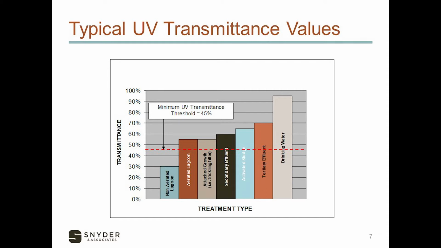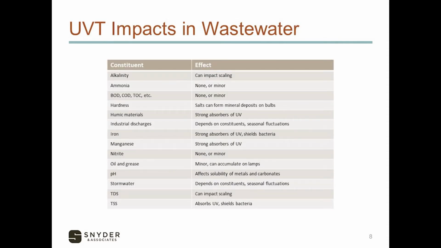A number of people probably have activated sludge, and UV works very well with activated sludge, and you can see why using this graph. Usually that's around 65, maybe even 70%. So UV is particularly well suited for that. What affects our UV transmittance? Well, BOD, COD, TOC really doesn't have much of an effect at all. And I wouldn't say we can ignore it, but it's pretty not substantial.